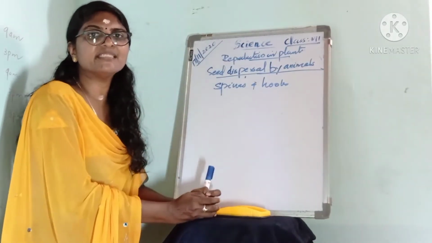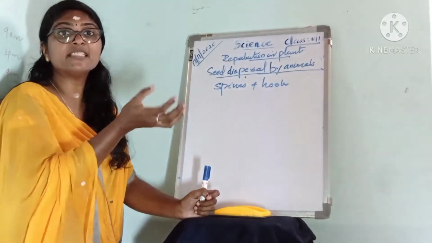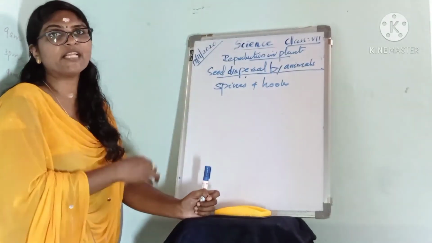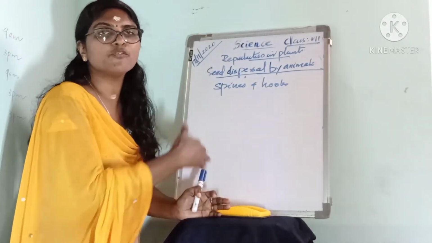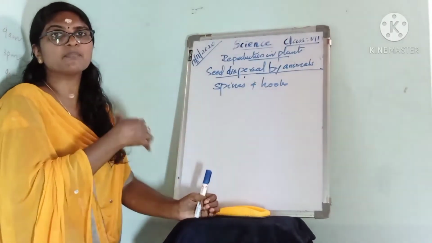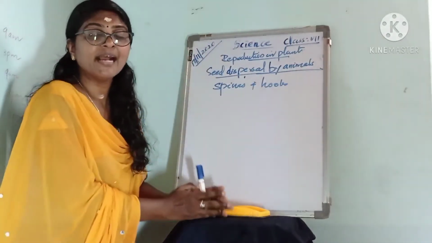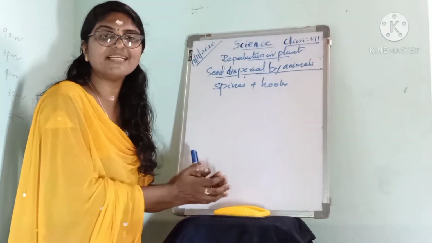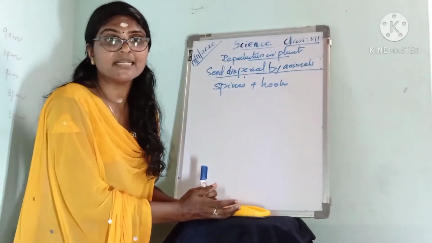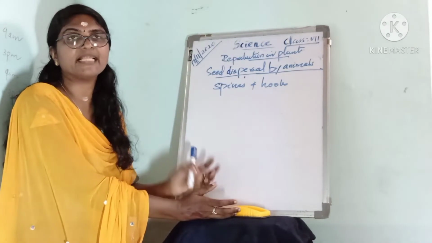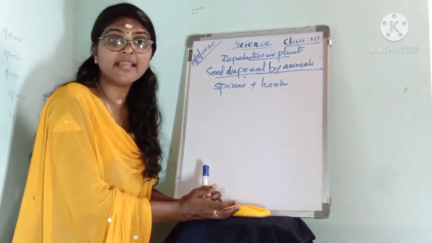Such seeds stick to the feathers of birds and also hairs of animals and are dispersed to faraway places when the animals or birds move from one place to another. Besides animals, human beings also help in seed dispersal. Their fruits to faraway places.